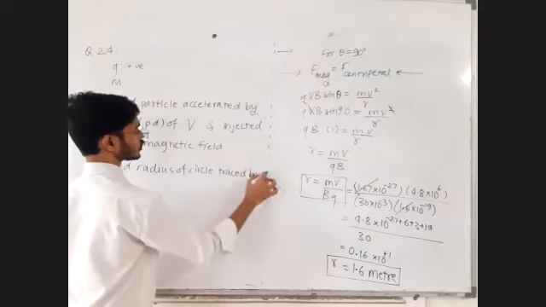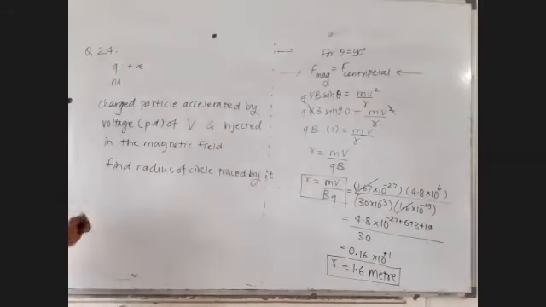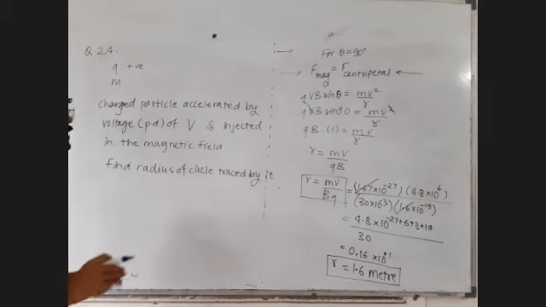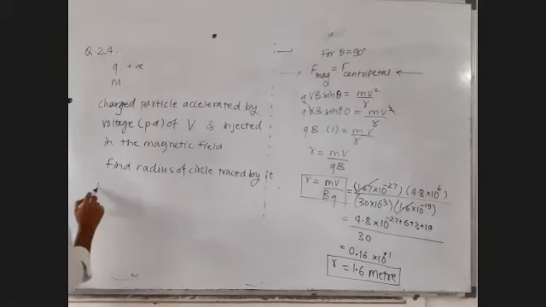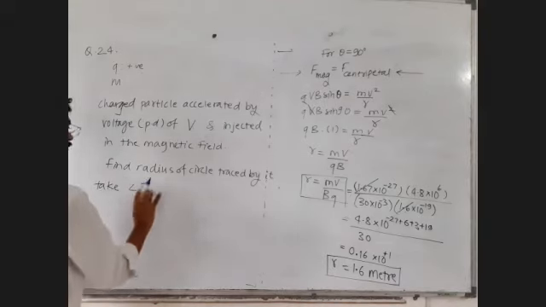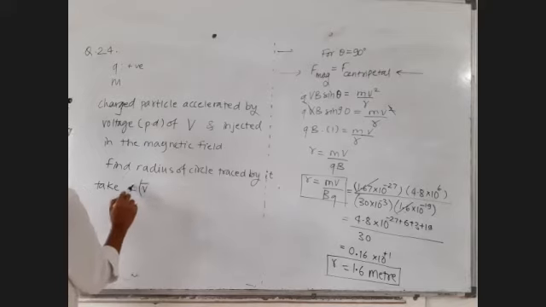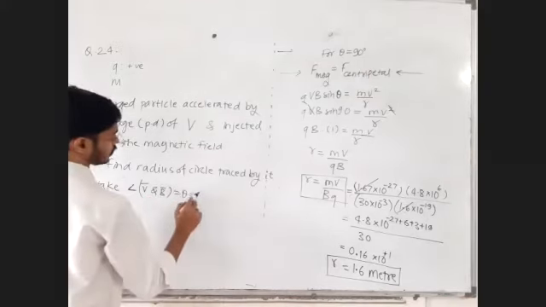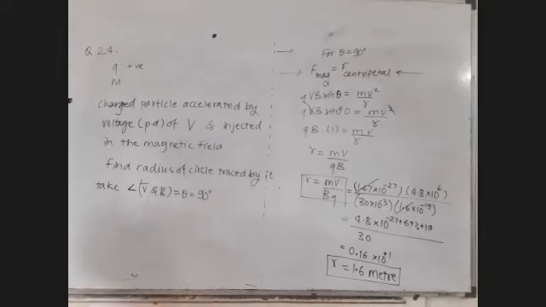So the particle is making a circular motion. How do we know it is making a circular motion? They should have told us its velocity of injection, the velocity with which it was projected in the magnetic field. That velocity and the magnetic field should be perpendicular to each other. So we will take the angle between velocity and magnetic field, theta, equal to 90 degrees, that we will assume now. Otherwise how will it trace a circle?